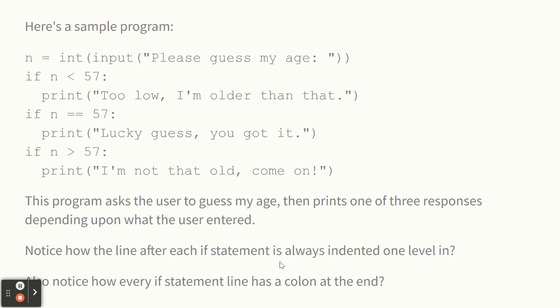Okay, so this program asks the user to guess my age, and then it does the right thing based on whether they guess too low, too high, or exactly right. Notice each one of these, you have a colon on the if line, and then the next line's indented with a tab. That's how these things work. And each of these ifs has to have a colon on the end.